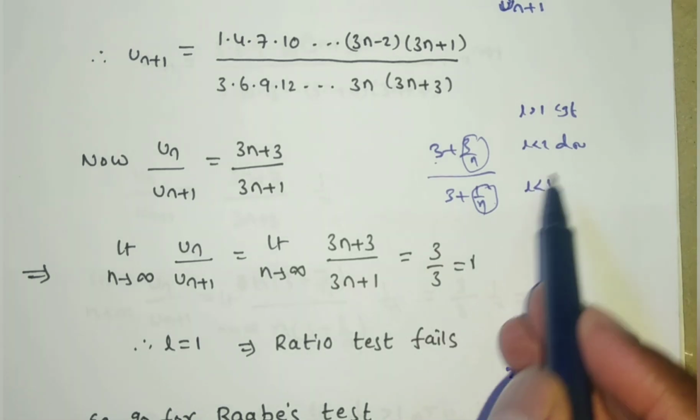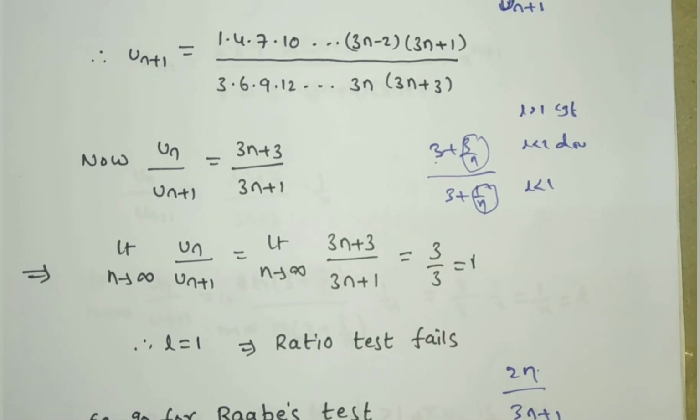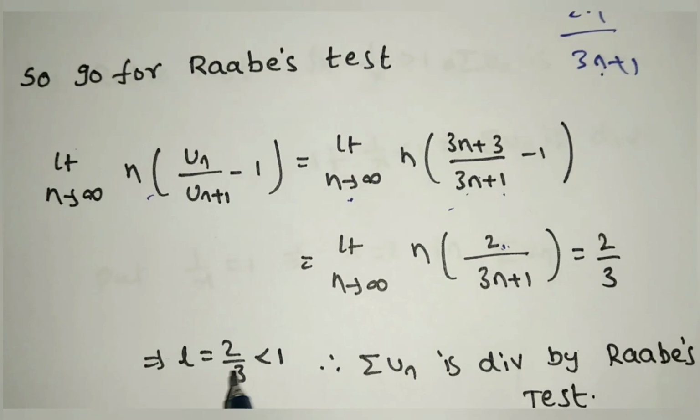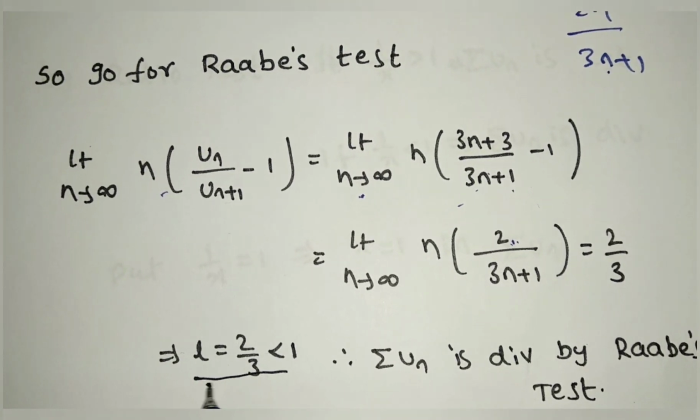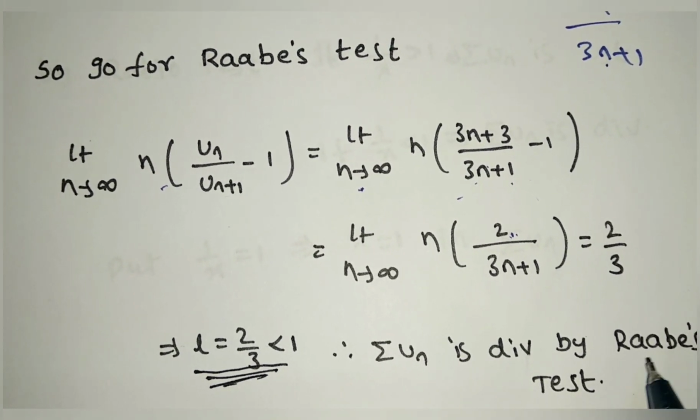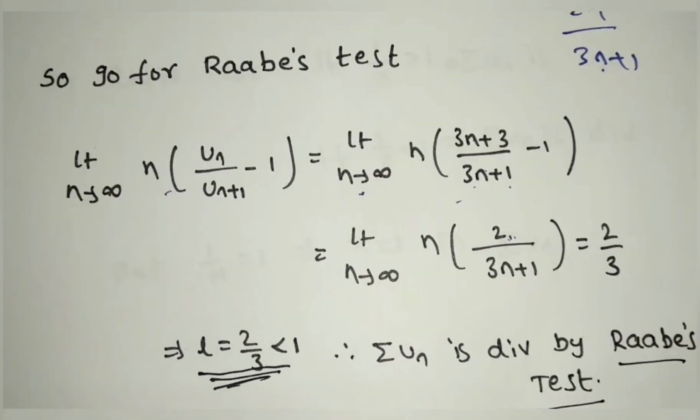From the Raabe test, what can we say? Divergent. So the series is divergent by the Raabe test, since L is equal to 2 by 3, which is less than 1.